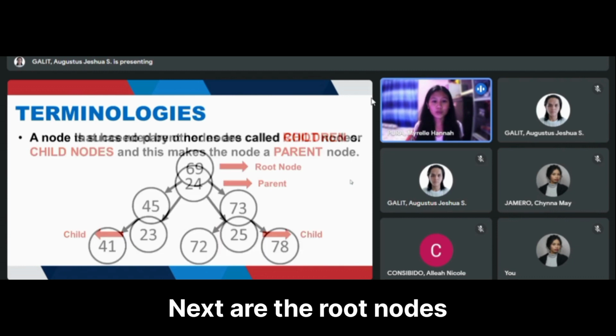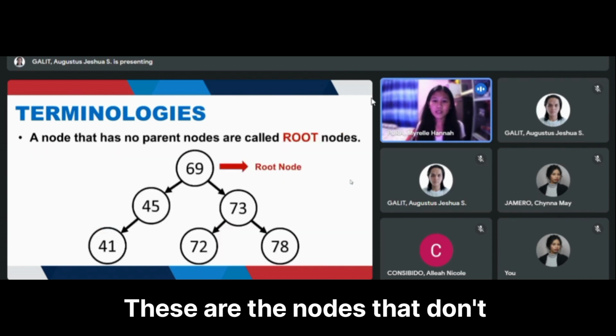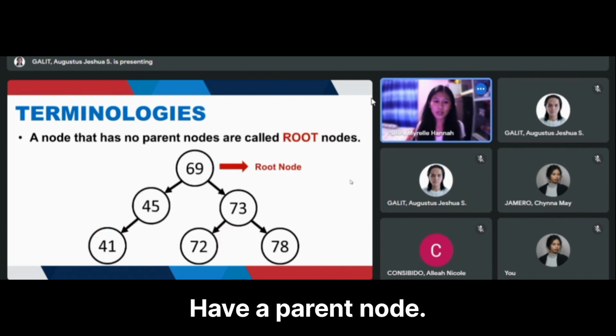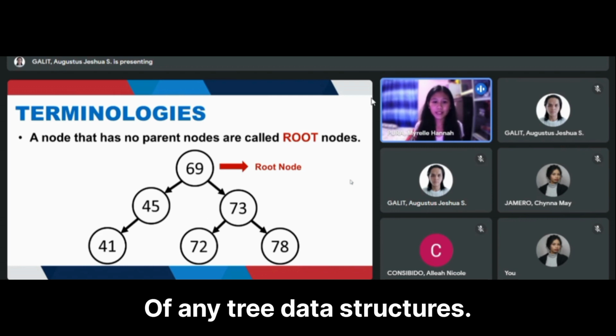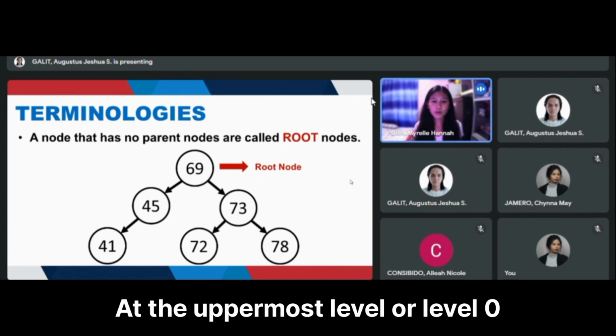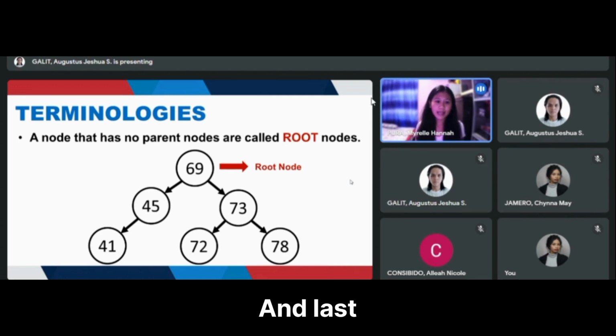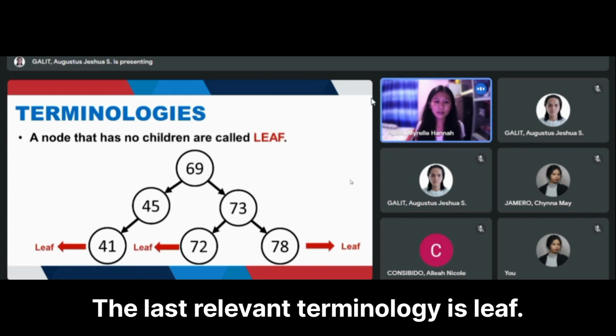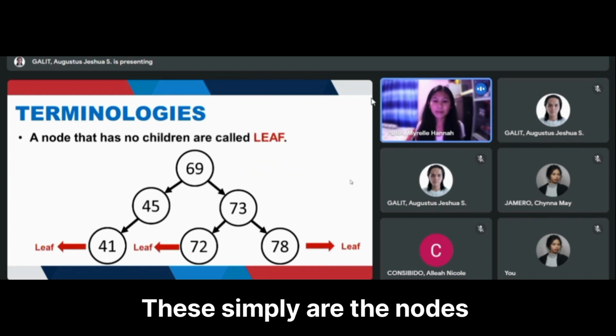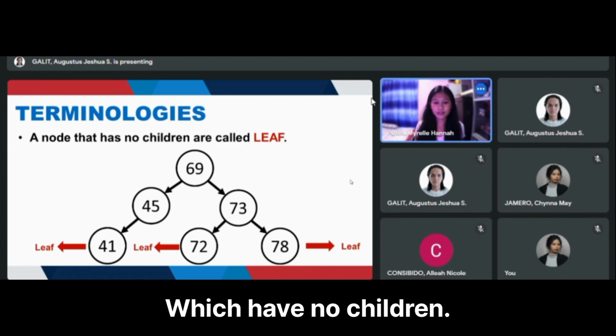Next are the root nodes. These are the nodes that don't have a parent node, and it is the beginning of any tree data structure. Root nodes are invariably at the uppermost level, or level zero, of any tree data structure. And last, the last relevant terminology is leaf. These are simply the nodes which have no children.